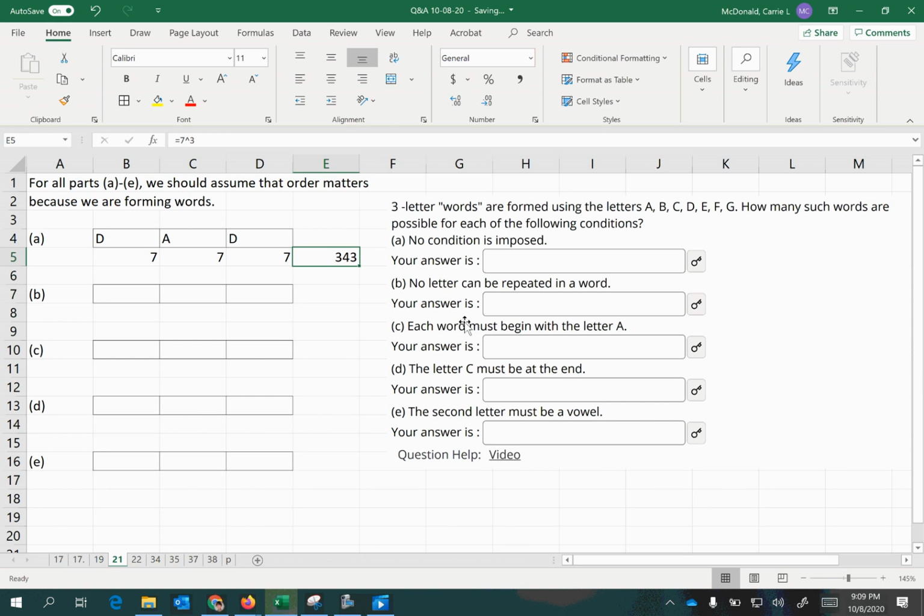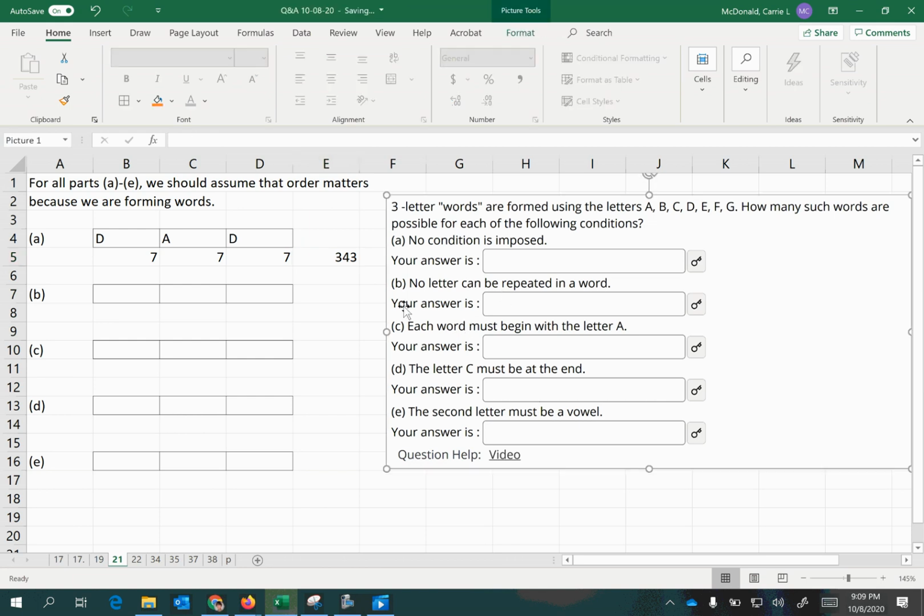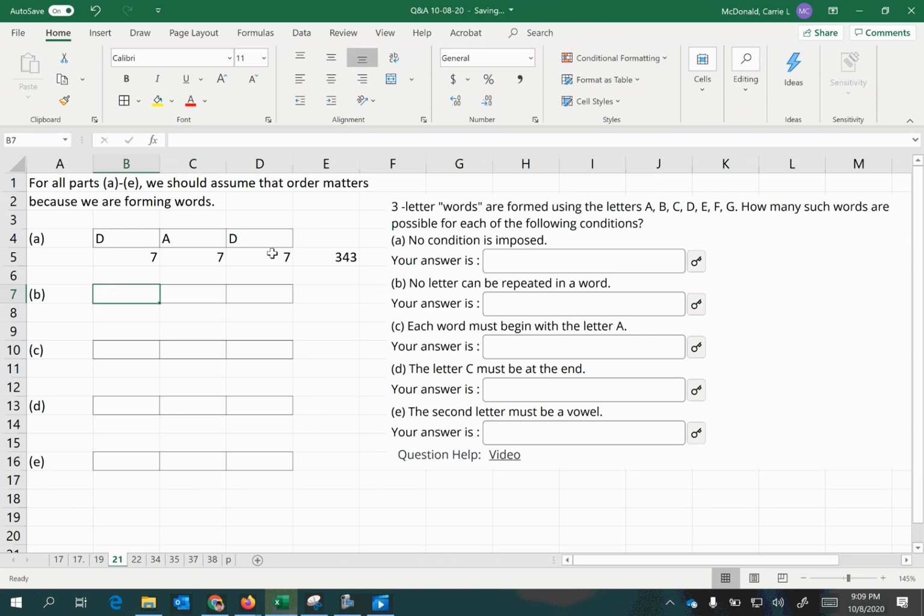For part B, we're adding the condition that no letter can be repeated in a word. So I could not make the word dad, but maybe a word like dab. For the first choice, I have 7 letters to pick from, and then I can never use that D again. So the next time I only have 6 letters left to choose from, and then 5. So that would be 7 times 6 times 5.